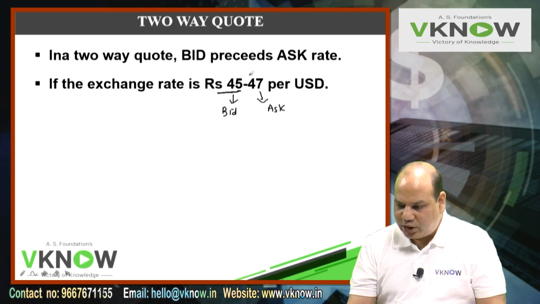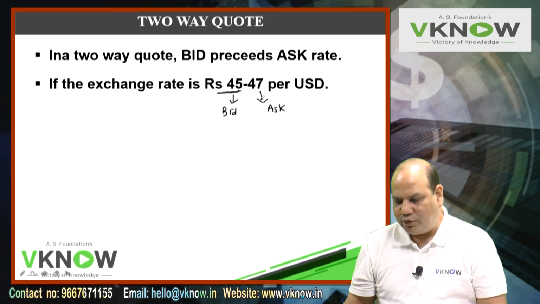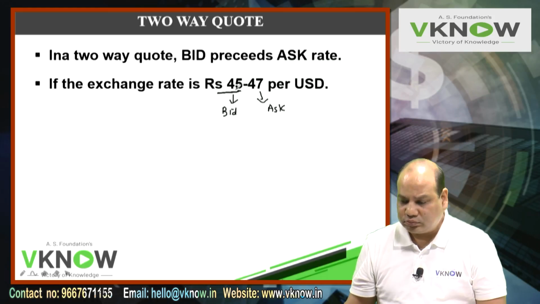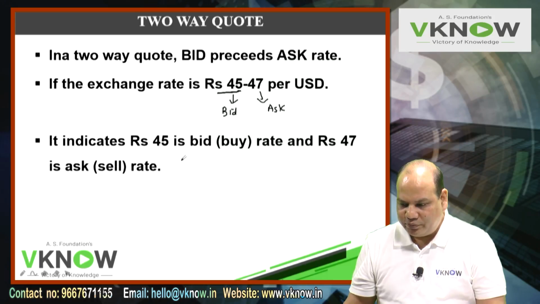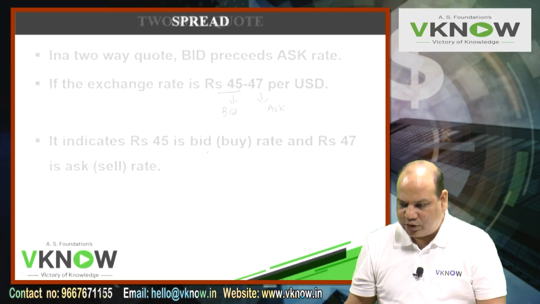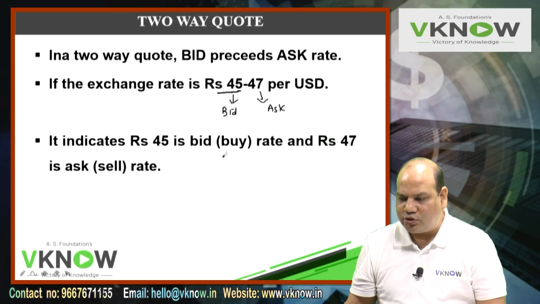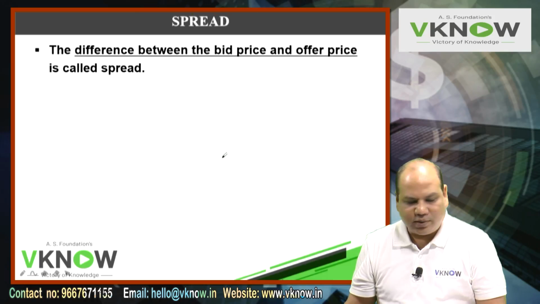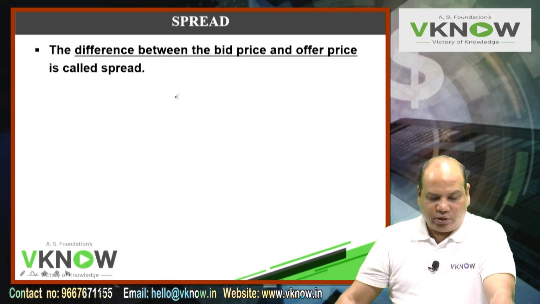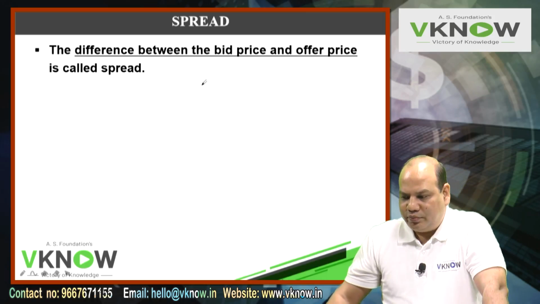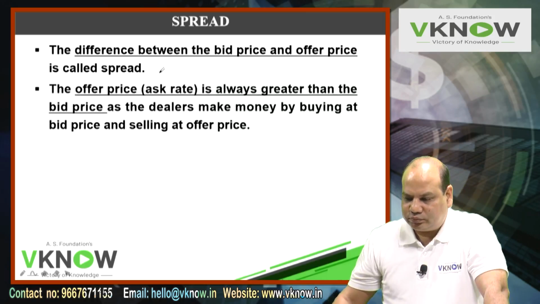So the bank will make a 2 rupees profit if they quote like this. From the customer they will buy dollar at 45. To a customer they will sell dollar at 47, and this way they make the profit. The difference between this bid rate and ask rate is called spread. So in our example, spread was 2 rupees. The difference between bid rate and ask rate is called spread.